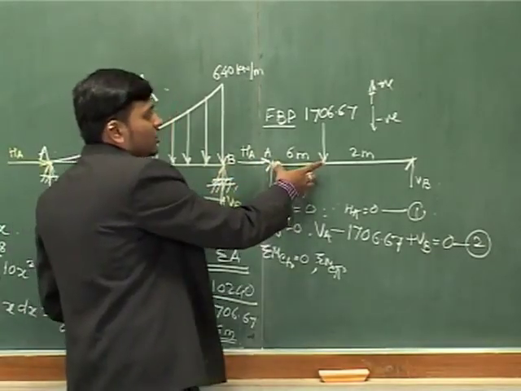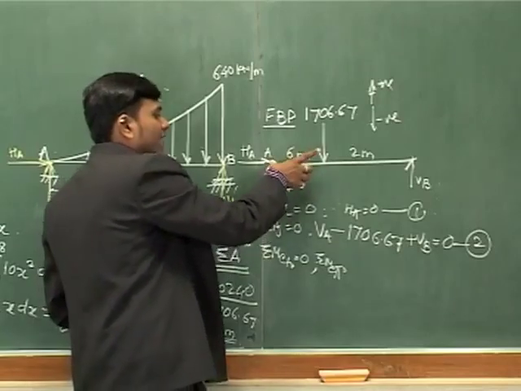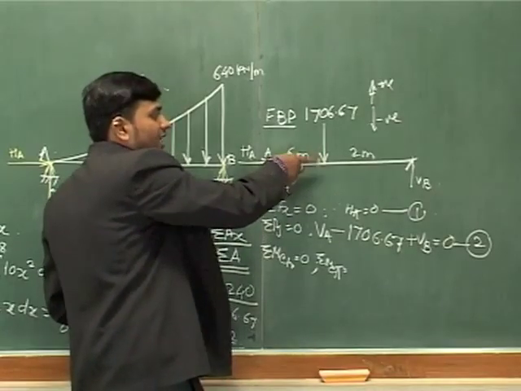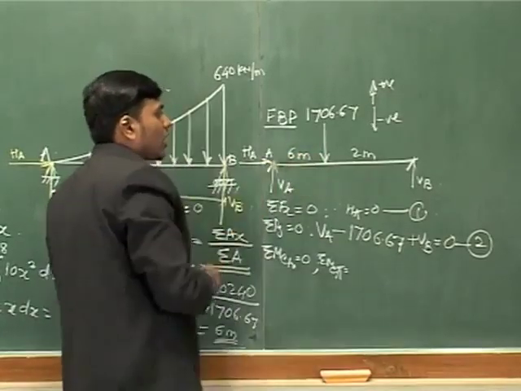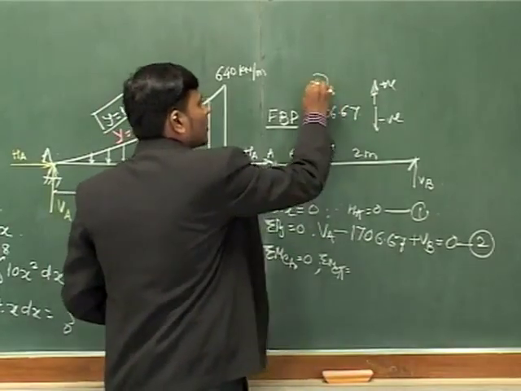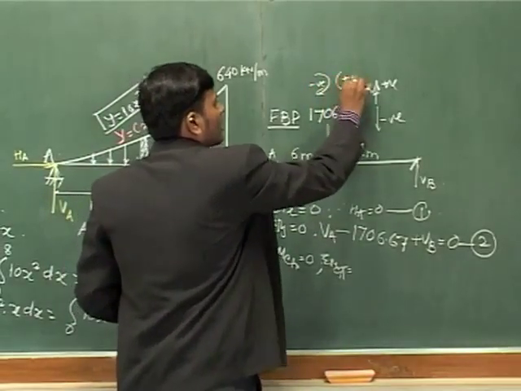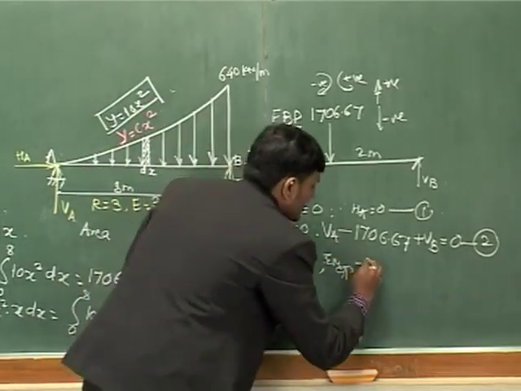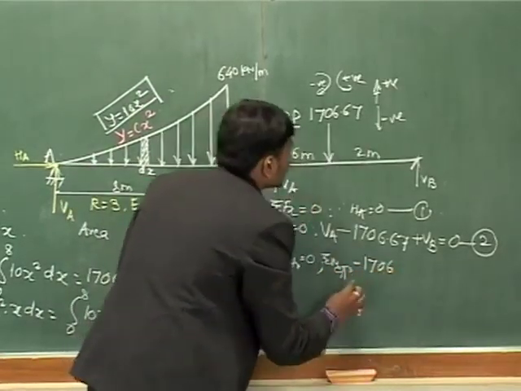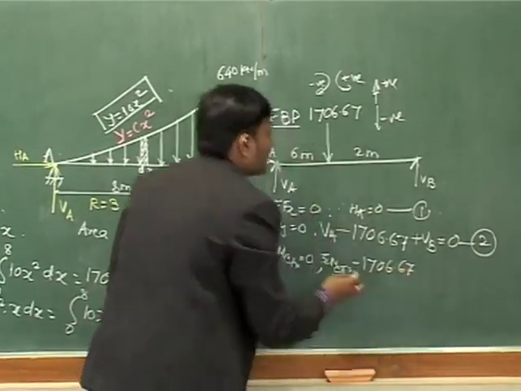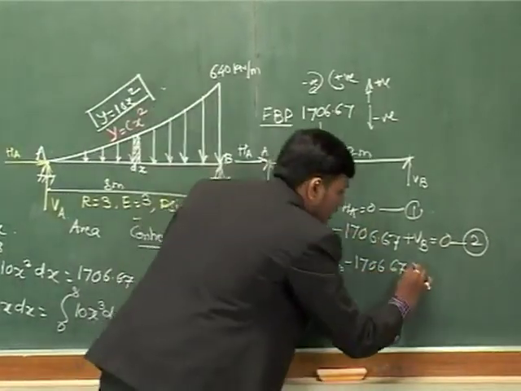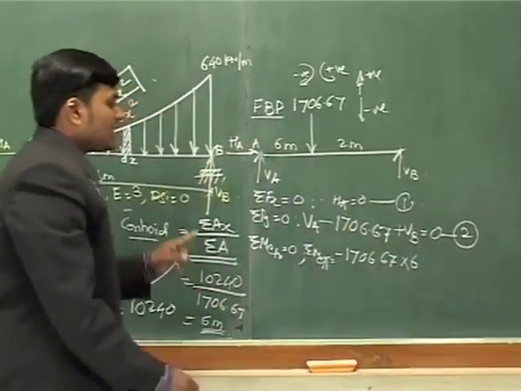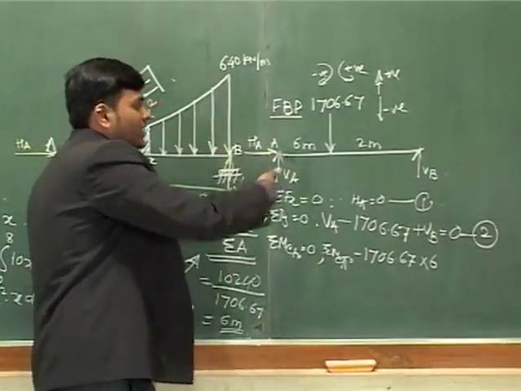Now what about 1706.67? You have to keep your thumb at A. Try to figure out the direction of the force. It is producing clockwise movement. According to our sign convention, clockwise is negative, anti-clockwise is positive. Therefore it will be the magnitude of force, which is 1706.67 multiplied by the perpendicular distance. It will be 6. It is negative since it is producing a clockwise movement.